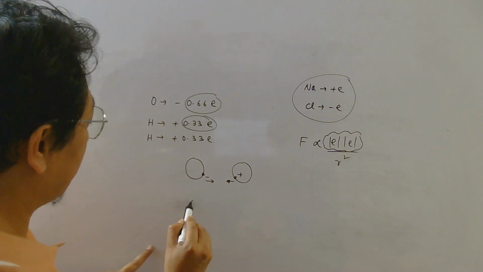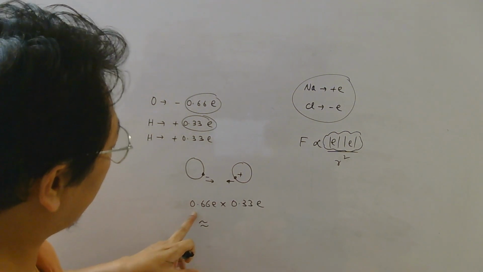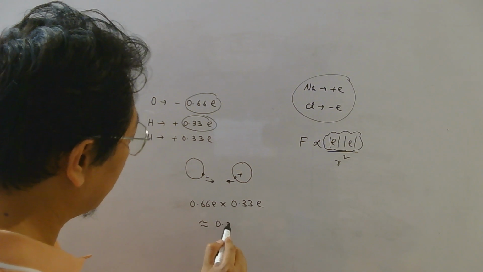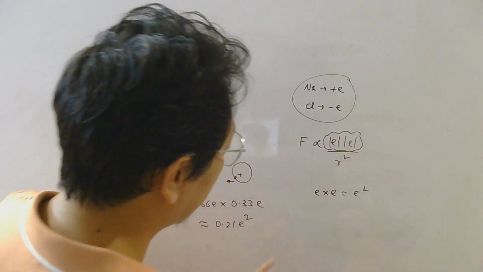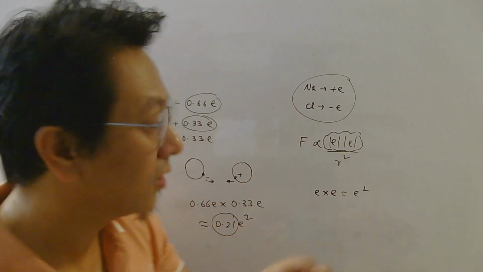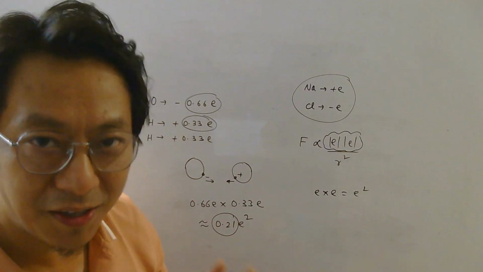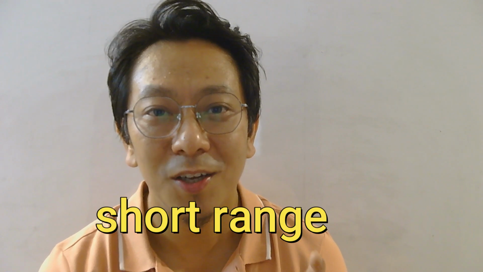Here the product of the charges will be 0.66e into 0.33e, which is approximately 0.7 into 0.3, which is 0.21e². Whereas here the product was e into e, which is 1e², so this is much less than 1. So this is the reason why the ionic bond is much stronger than the force between the water molecules, right? However, in this video, my main aim was to show you that the force between the ions is actually a long range force, and the force between the water molecules, which is also called dipole-dipole force, is actually short range. So that is where I want to go.